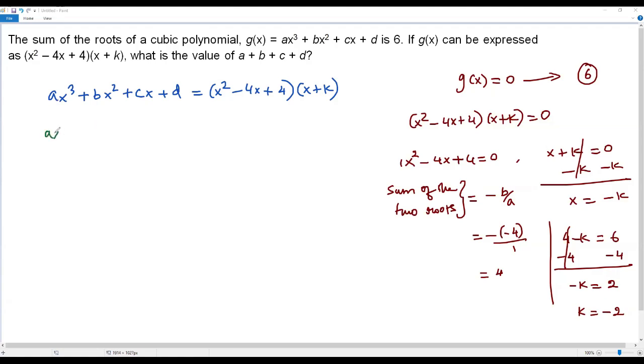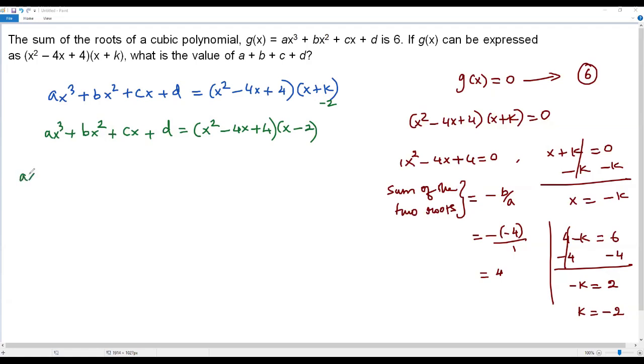So let me write the expression on the left side as it is. It is ax cubed positive bx square positive cx positive d equals x square negative 4x positive 4 times x. So for this k, I can plug in negative 2. So already we have positive sign over here. If I plug in negative 2, positive times negative will become negative. So it becomes x negative 2.